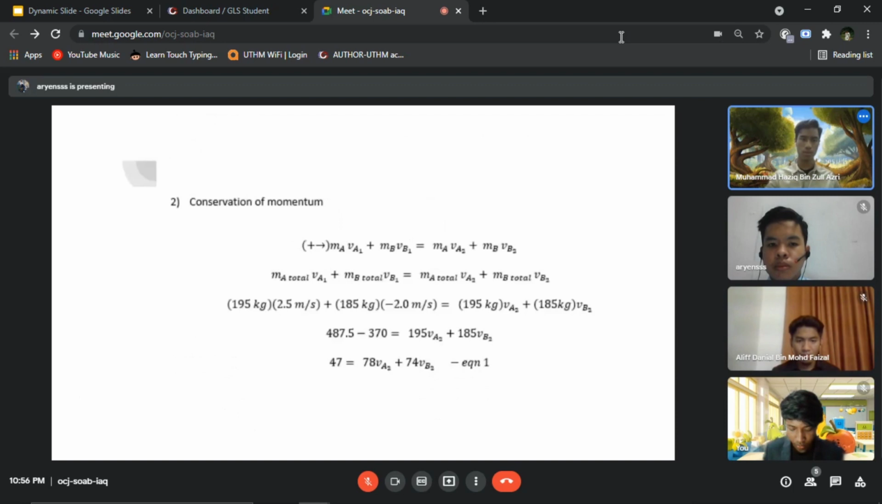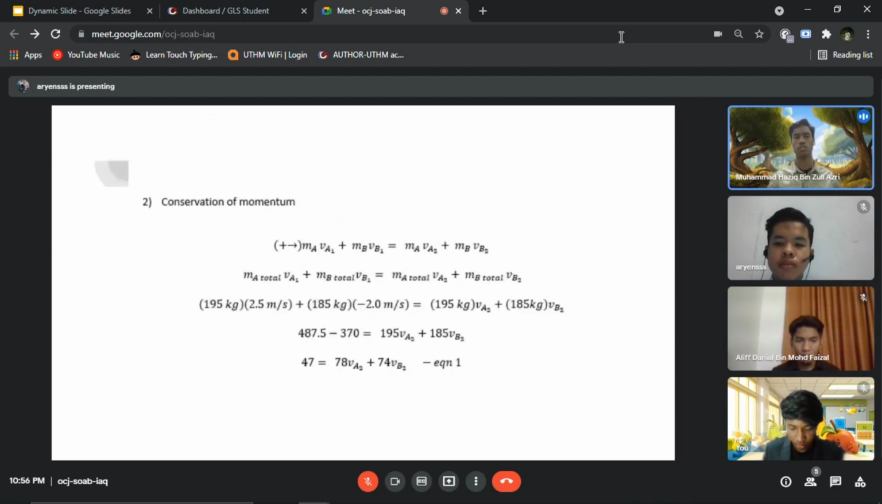Then we go to the next step, which is the conservation of momentum. Using the conservation of momentum, which is MA VA1 plus MB VB1 equal to MA VA2 plus MB VB2, we can get the first equation to solve, which is 47 equals 78 VA2 plus 74 VB2.